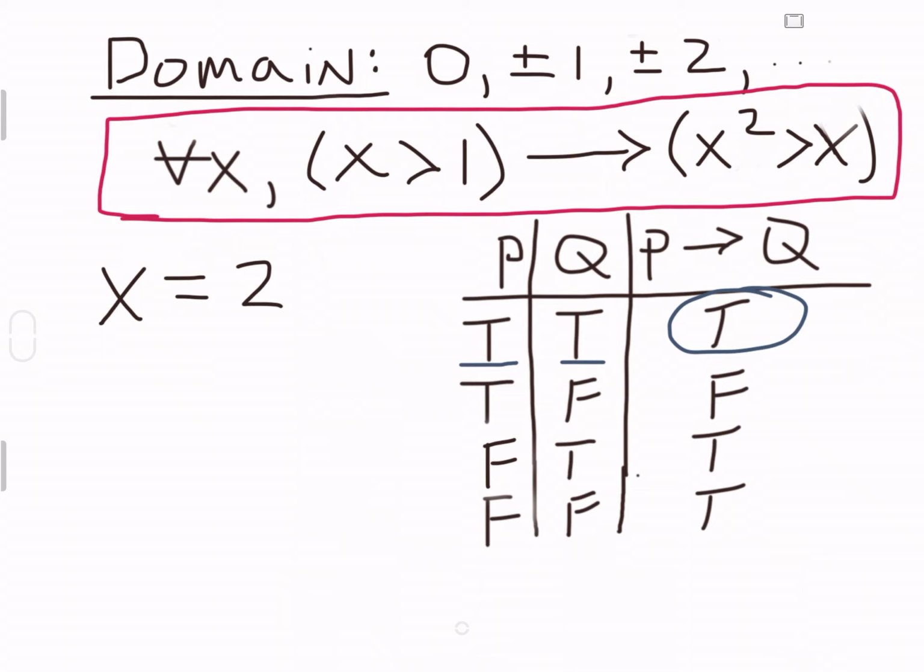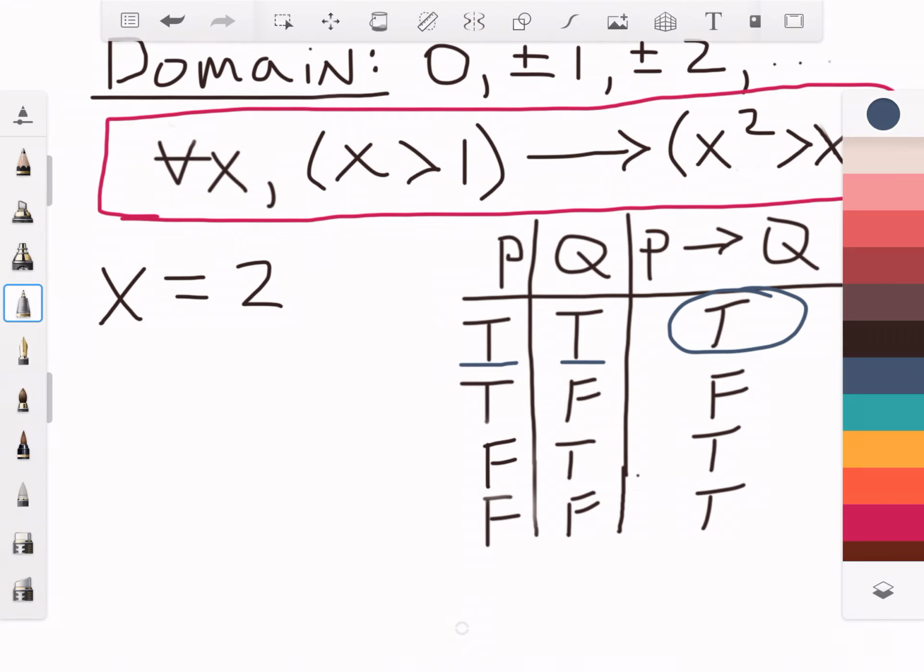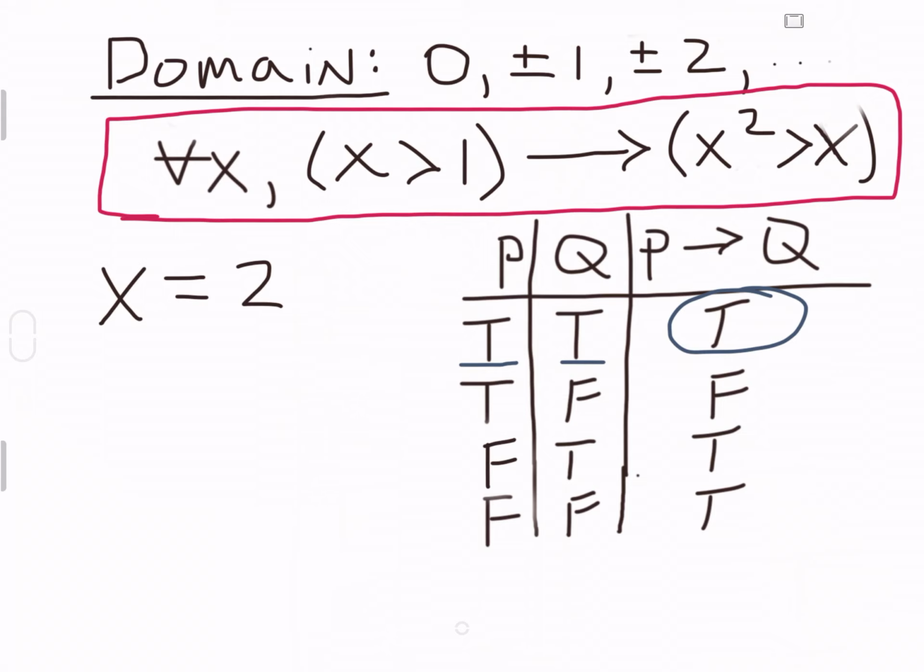All right, and we can go through the same sort of idea with examples for, let's see, x equals 3. It's true that 3 is bigger than 1, and it's also true that 3 squared is bigger than 3. 9 is bigger than 3. So we see that in that case, for that x, it is true that if x is bigger than 1, then x squared is bigger than x.